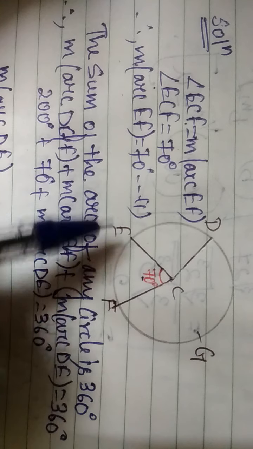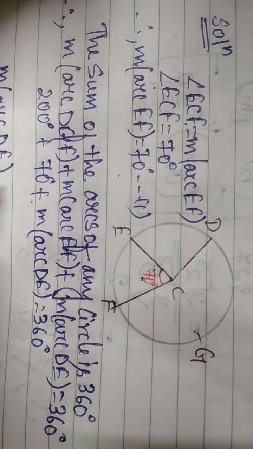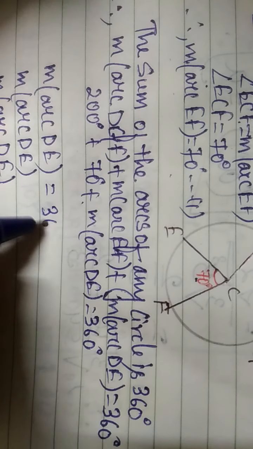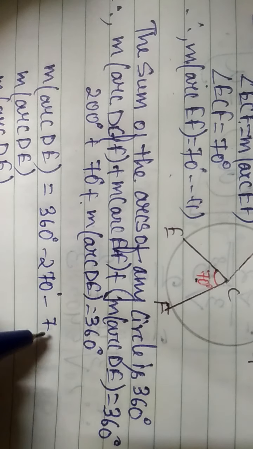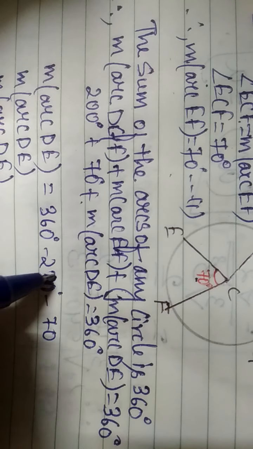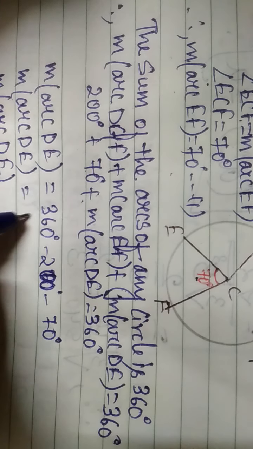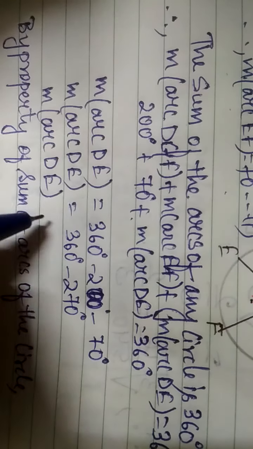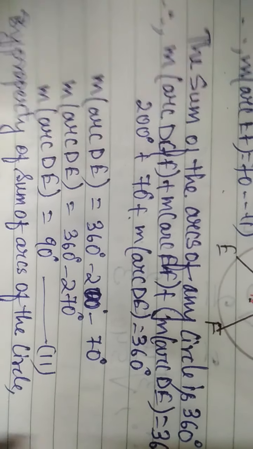So here 200 plus 70. So the measure of arc DE will be 360 minus 270, which is 360 minus 200 minus 70 degrees. That means 360 minus 270 degrees. So what we are getting is 90 degrees. We put it as equation 2.